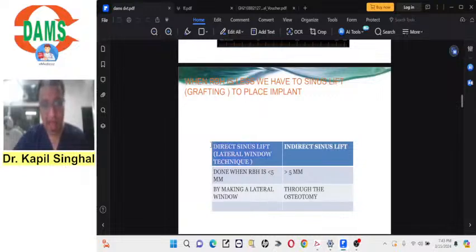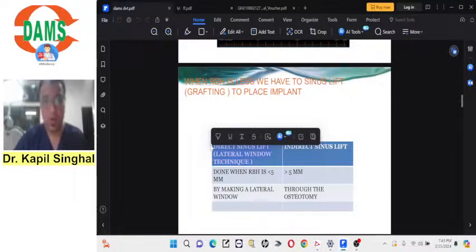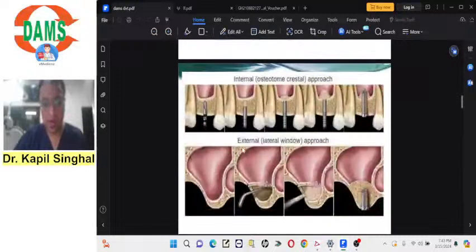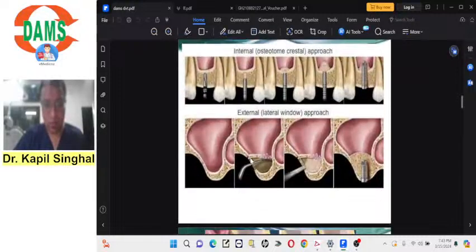that is also known as a lateral window technique, because in a direct sinus lift we make a lateral window. जैसे कि आपने Cadwell Luc में सुना होगा, a lateral window is made and the sinus membrane is reflected and the graft is pushed and the implant is placed. So why is it known as a direct sinus lift? Because you can see that sinus membrane directly with your eyes. It's a direct vision. That is why it is known as a direct sinus lift.